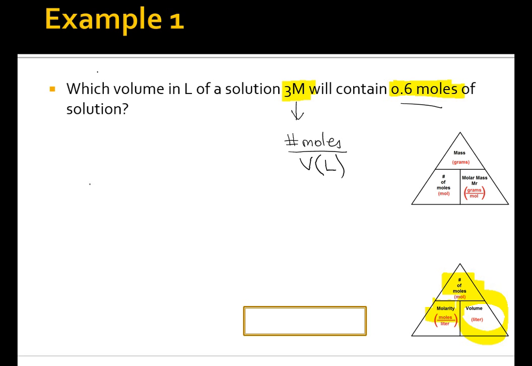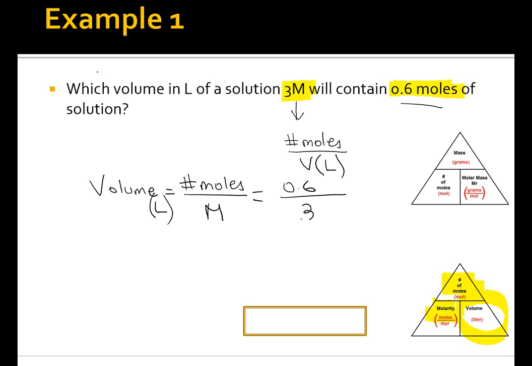So in this case, the volume is going to be the number of moles divided by the molarity, and this is going to give us the volume in liters. The number of moles is 0.6, the molarity is 3, so the volume is going to be 0.2 liters. They are asking us the volume in liters, so the answer is 0.2.